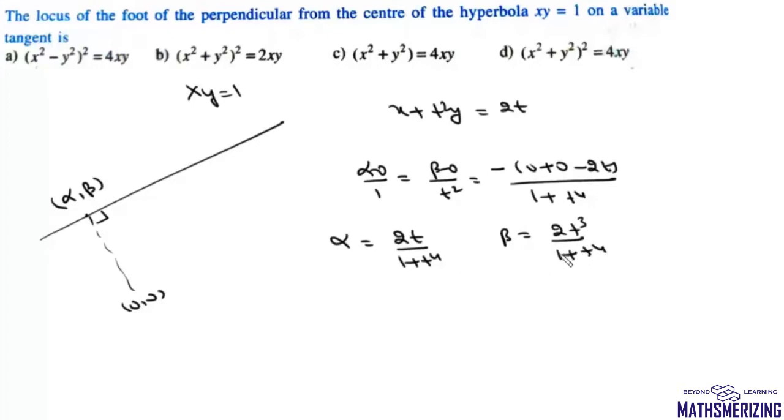Now we'll divide second with first. We'll write beta upon alpha as t square. Now we'll need to eliminate t. So what we'll do is we'll put the value of t here. So we'll square it. We'll write alpha square and then 1 plus t to the power 4 whole square. So it'll be beta square upon alpha square whole square, and it'll be equal to 4t square, which is beta upon alpha.